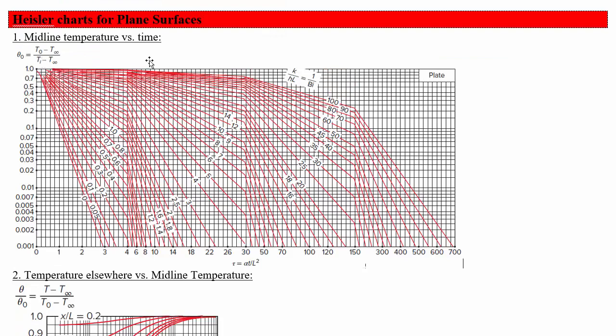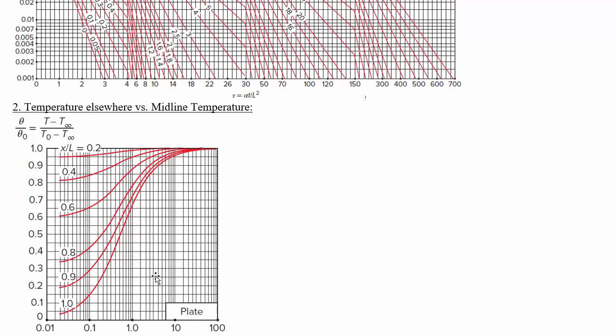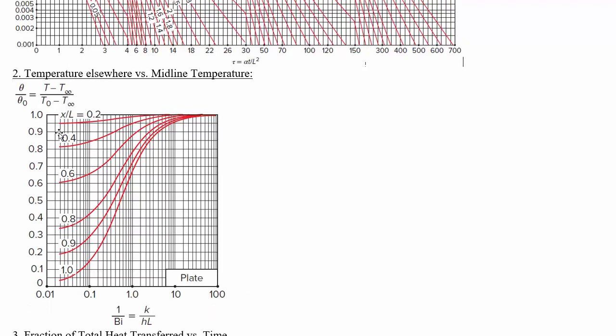Once you've got the midline temperature, you can use the second Heisler chart to find out what the temperature is at some other value. So x over L, this is your dimensionless position. x over L is 0.2, that would be close to the center. x over L is 1 would be right at the edge. So what the temperature is relative to the midline temperature. If temperature relative to the midline temperature is low, that means we're closer to the free stream temperature. If it is high, so 1, then it means that you're closer to the midline.